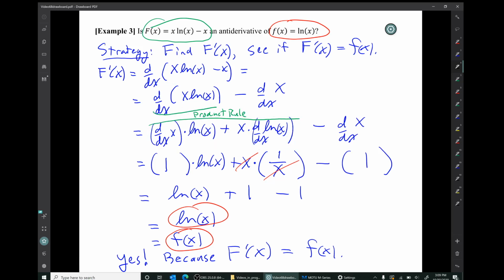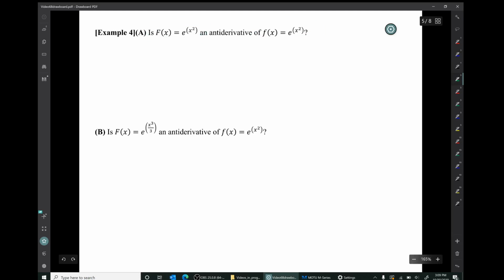Let's go on. In example 4, we're supposed to consider this capital F of x, e to the quantity x squared, and this little f of x, actually the same function, e to the quantity x squared. We're supposed to find out if capital F of x is an antiderivative of little f of x. Well, let's check by finding capital F prime.